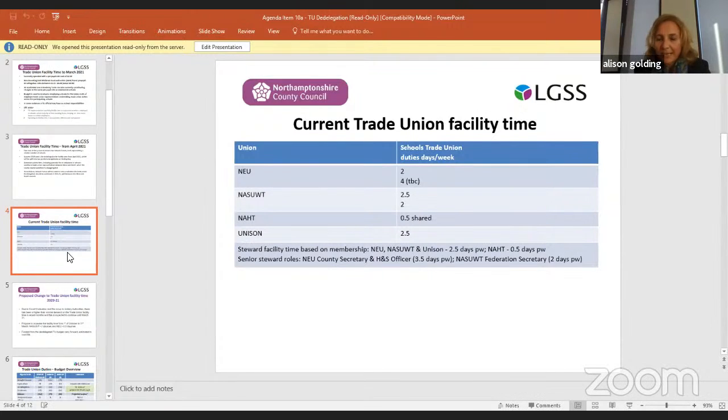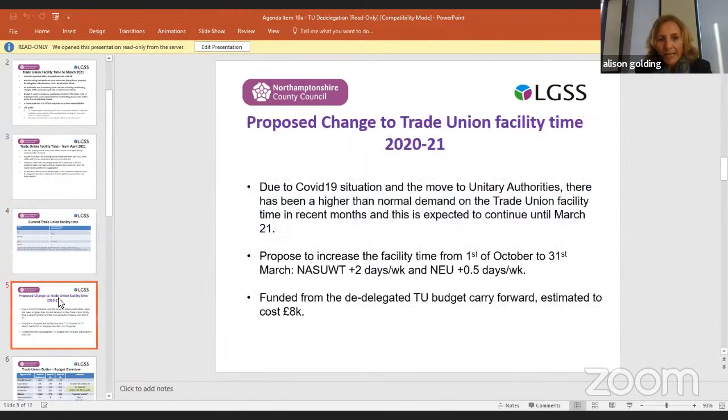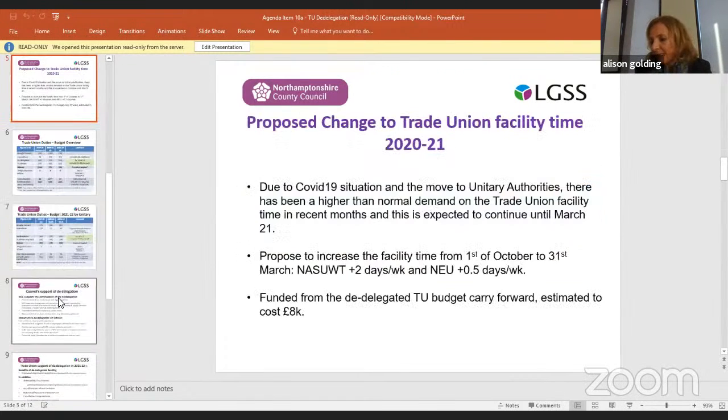If we just move on to the next one, in September, the trade unions wrote to NCC in respect of seeking additional trade union facility time between now and April. So they wrote to NCC on the basis that there was additional work being created by the Unitary Council move, and also in response to COVID.